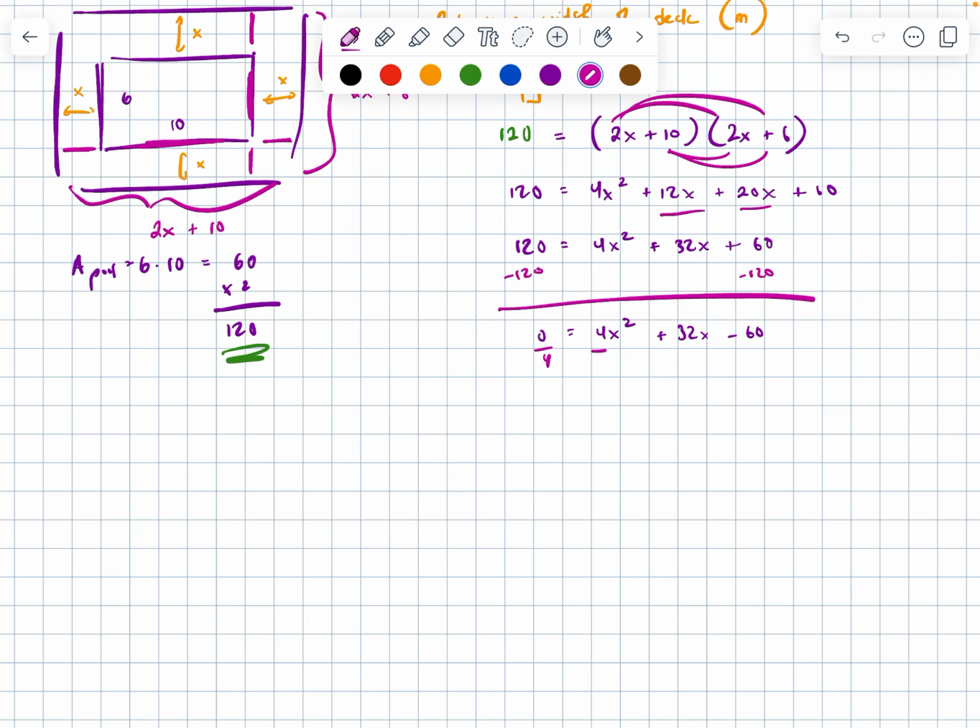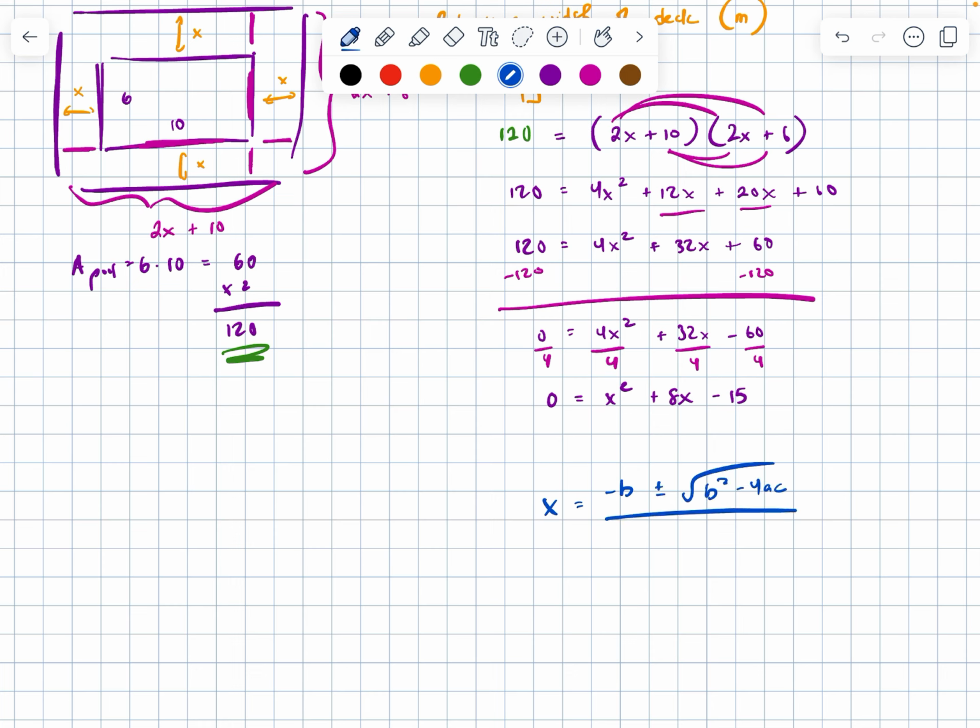Well, look at all those numbers. 4, 32, 60. Let's divide everything by 4 to get some nice, friendly numbers. Well, 0 divided by 4 is 0. 4x squared divided by 4 is x squared. 32 divided by 4 is 8, so I've got 8x minus 15. Now, looks can be deceiving. This might look factorable, but in this case, there are no two numbers that can multiply to negative 15 and add to positive 8. Here's another case where my quadratic formula is going to come in clutch.